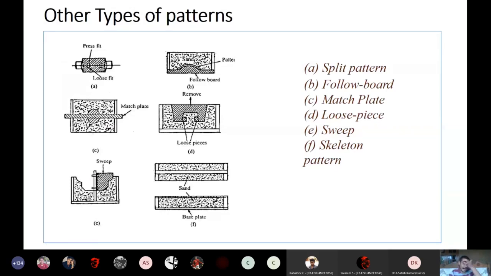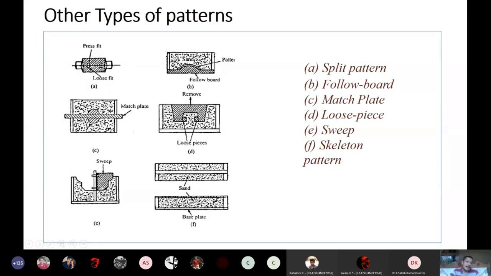I have already added a video for lecture number 3 in your Amble. If you go through it, you can see how they remove these loose piece patterns, and all these patterns. I have added a video over there for your information. For more details, you can click over there. You will get the idea how they are removed.